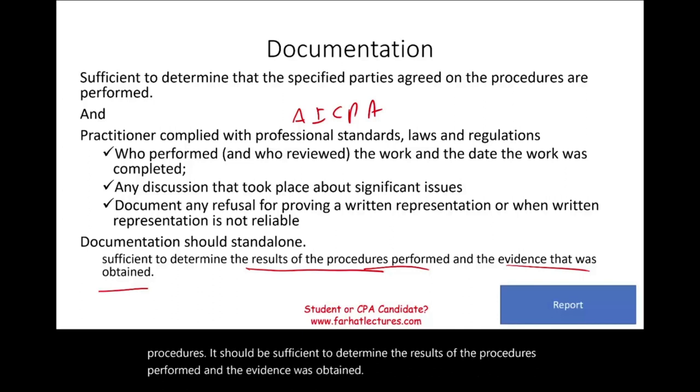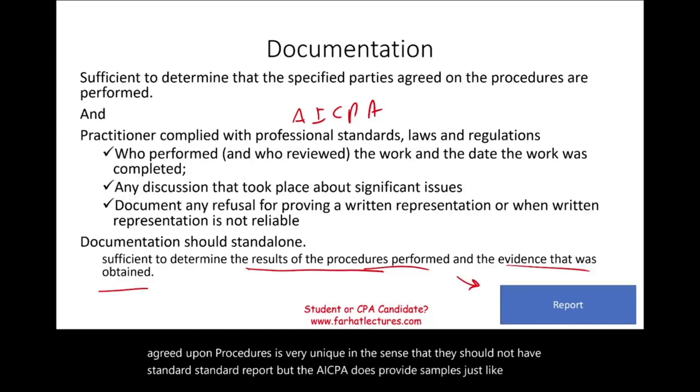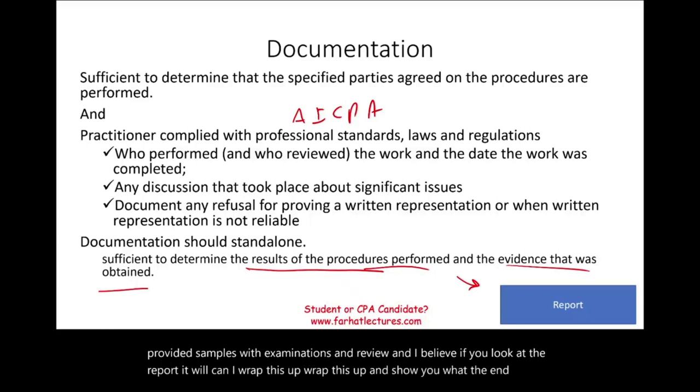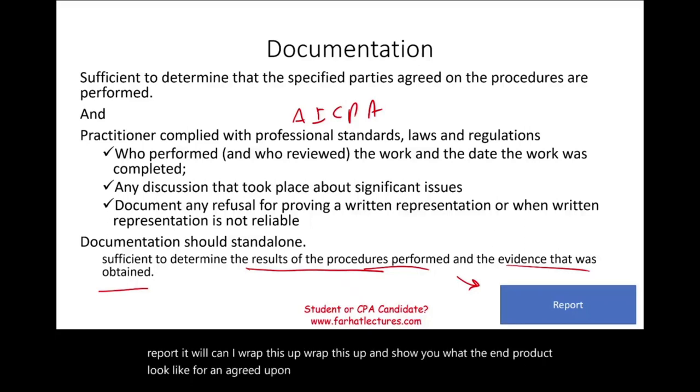In the next session, we would look at an agreed-upon procedures report. I know agreed-upon procedures is very unique in the sense that they should not have a standard report, but the AICPA does provide samples, just like they provided samples with examinations and review. And I believe if you look at the report, it will kind of wrap this up in a sense, show you what the end product looked like for an agreed-upon procedures, reviewing what we did in this session as well.